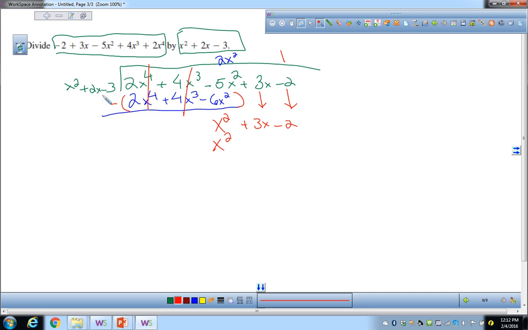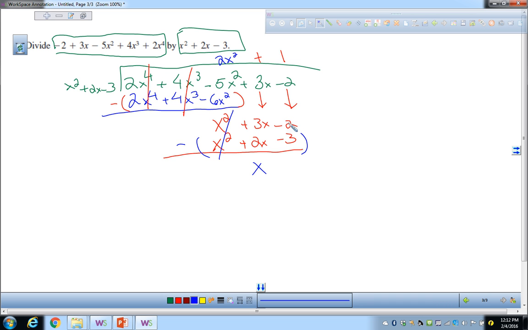Is it plus 1 then? Yeah, plus 1. So 2x goes here, plus 2x, and minus 3 goes here. And then I subtract again. This goes away, this becomes x, and minus 2 minus minus 3 makes 1. Will this go into here? No, so this is my remainder.